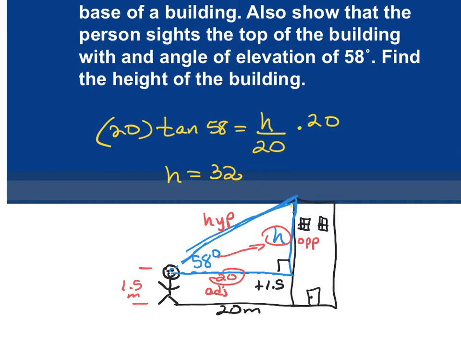Now that's only for this piece of the building. Remember, you need to go back and add in the man's line of sight. So my final height of the building is going to be 32 plus 1.5. So the height of the building is 33.5 meters.